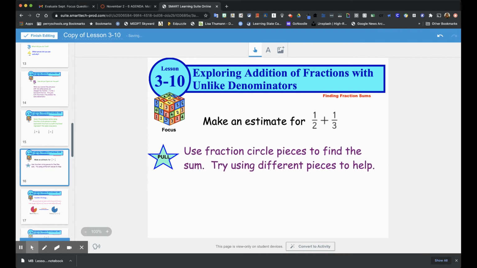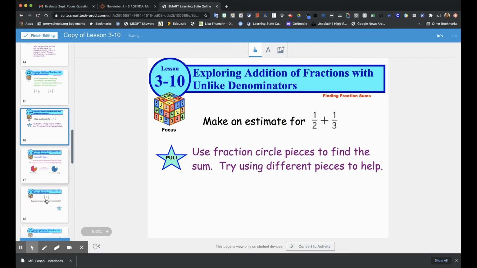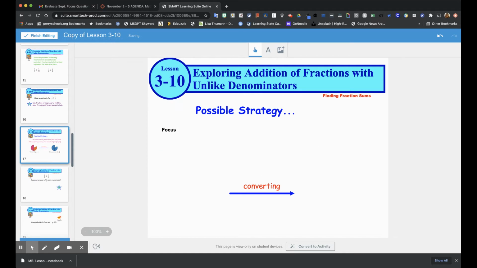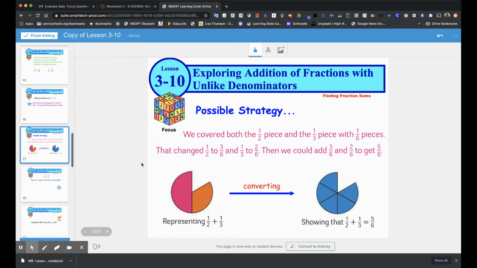Here we can also make an estimate and then use the fraction circle pieces. So we can see that we have 1/2 and then 1/3. Remember in previous lessons where we used the benchmark, so 0, 1/2, 1, 1.5, and so on. Use that as a first step, making an estimate and then checking your work with the fraction circle pieces. So here's a possible strategy.